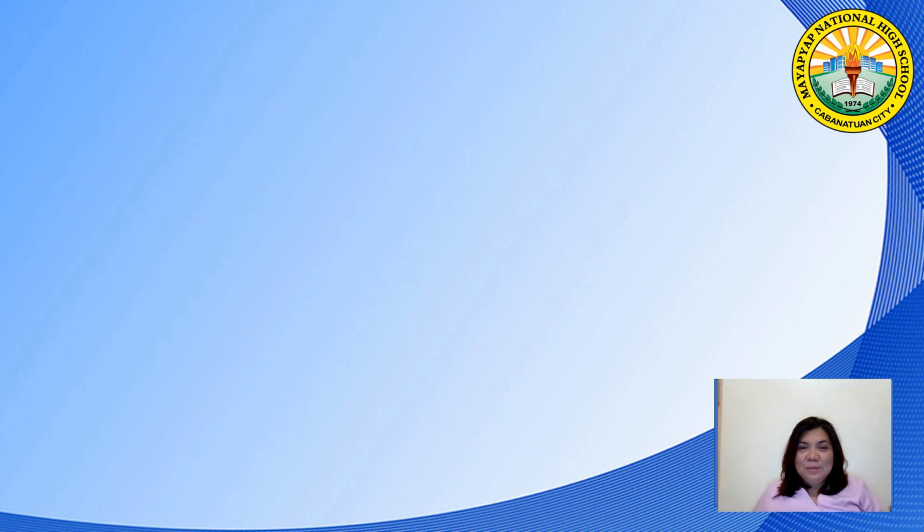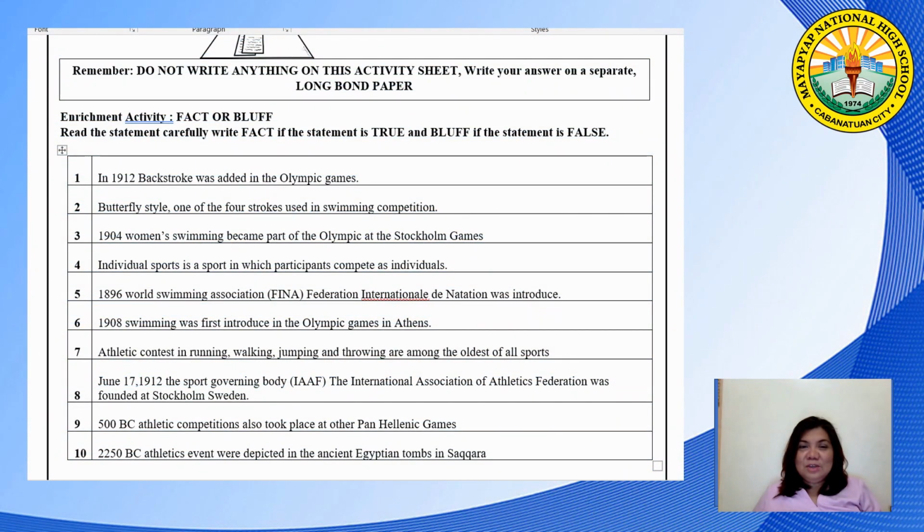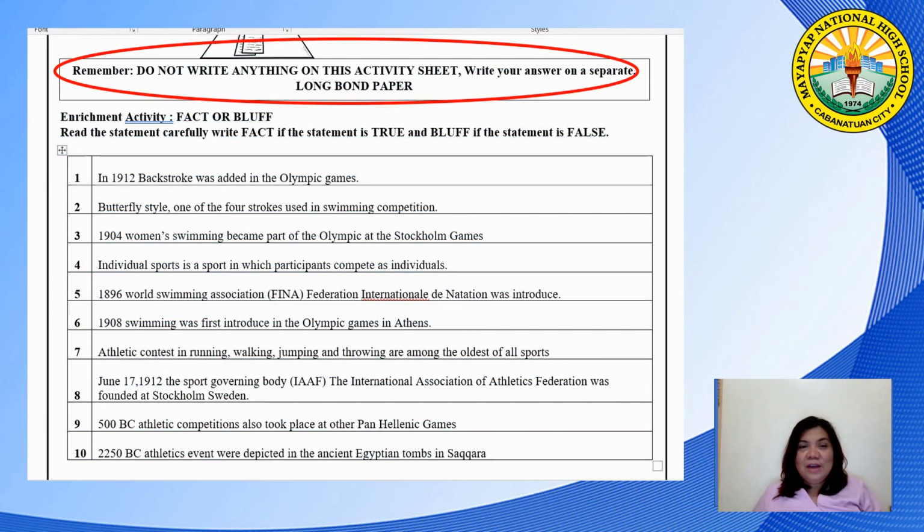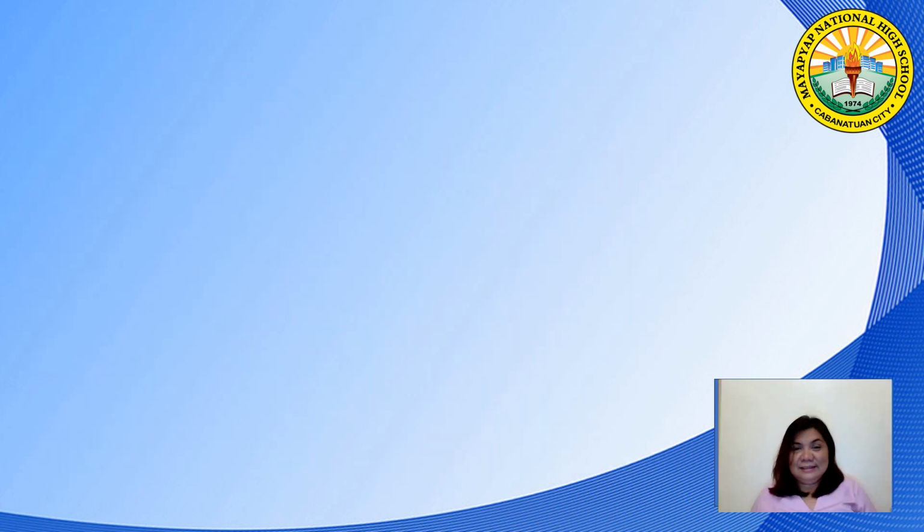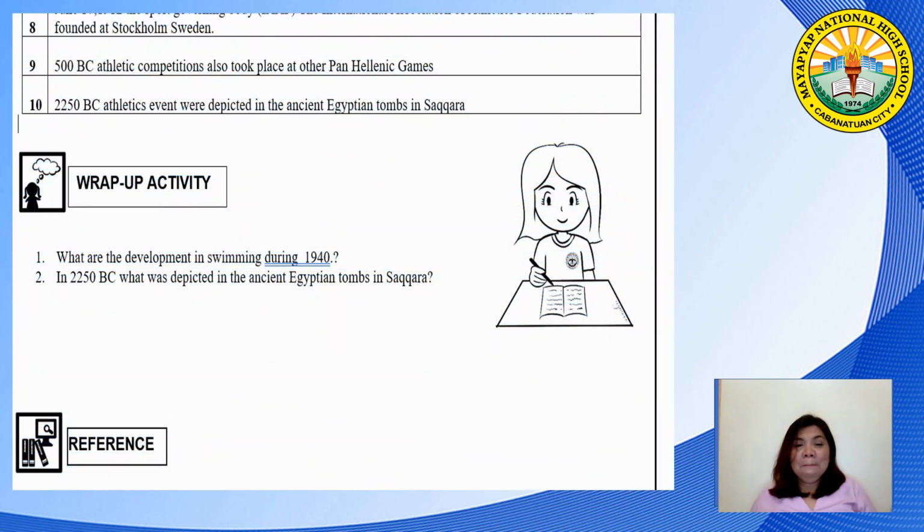At this point, turn your activity sheets to the enrichment part. Remember, do not write anything on this activity sheet. Write your answer on a separate long bond paper. Enrichment activity, fact or bluff. Read the statement carefully. Write fact if the statement is true and bluff if the statement is false. And for your wrap-up activity, what are the developments in swimming during the 1940s? And in 2250 BC, what was depicted in the ancient tomb in Saqqara?